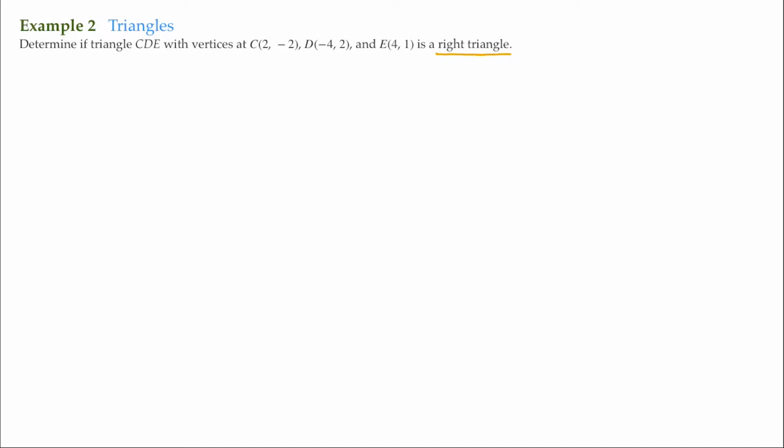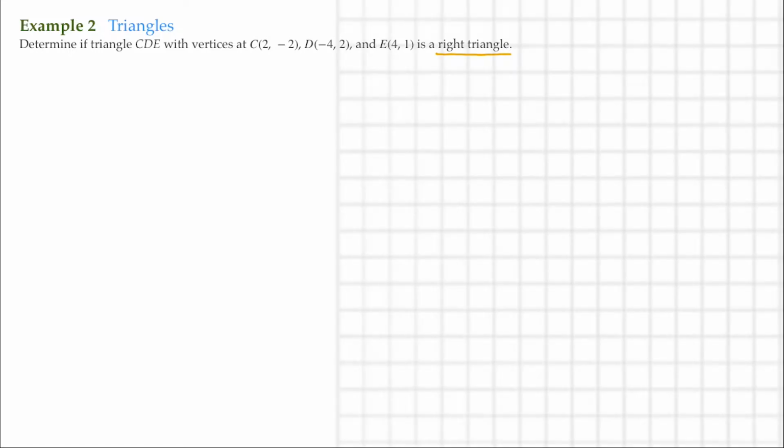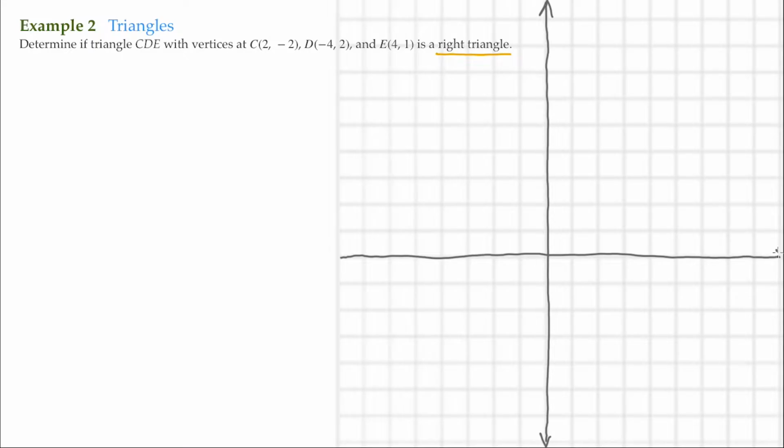So I'm going to use graph paper here, and you should too. It helps visualize what's going on. It helps us get a clear idea of what's happening. I'm just going to put in my axes here. This is the y-axis, or vertical axis. And of course, here's our horizontal axis, our x-axis.